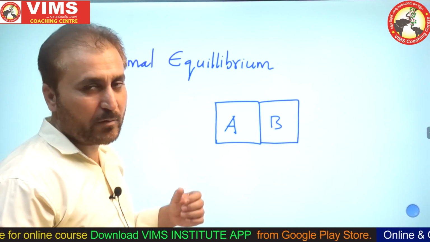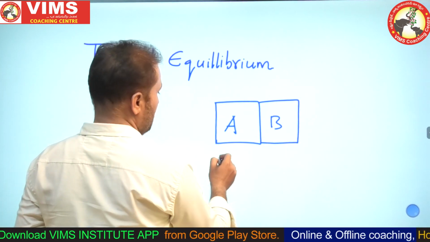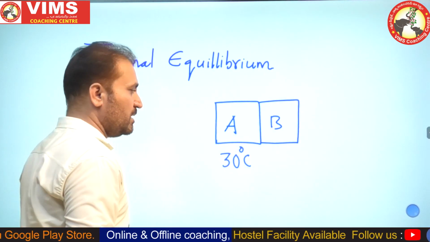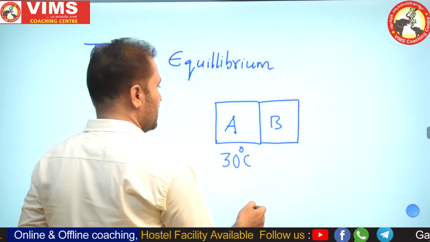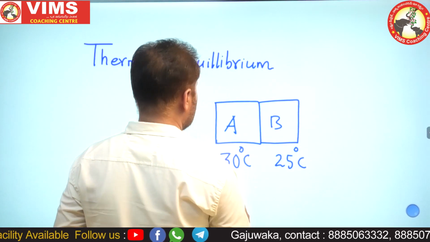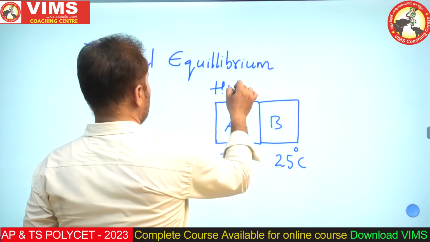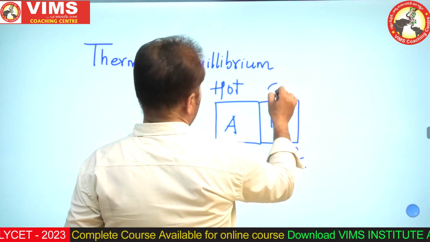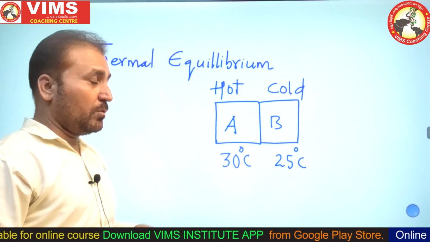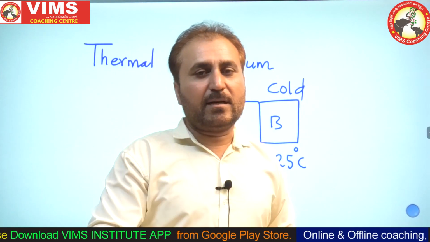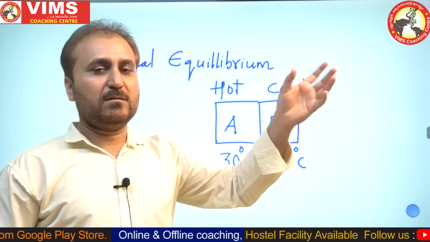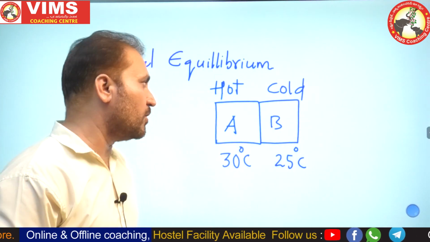A is hot. How can you say that A is hot? Let us say the temperature of A is some 30 degrees Celsius and temperature of B is, let us say, some 25 degrees Celsius. So obviously A is a hot body, B is a cold body. So both are in contact. So automatically there is a transfer of heat. That is only the definition of heat. Heat is a form of energy which flows from hot bodies to cold bodies.